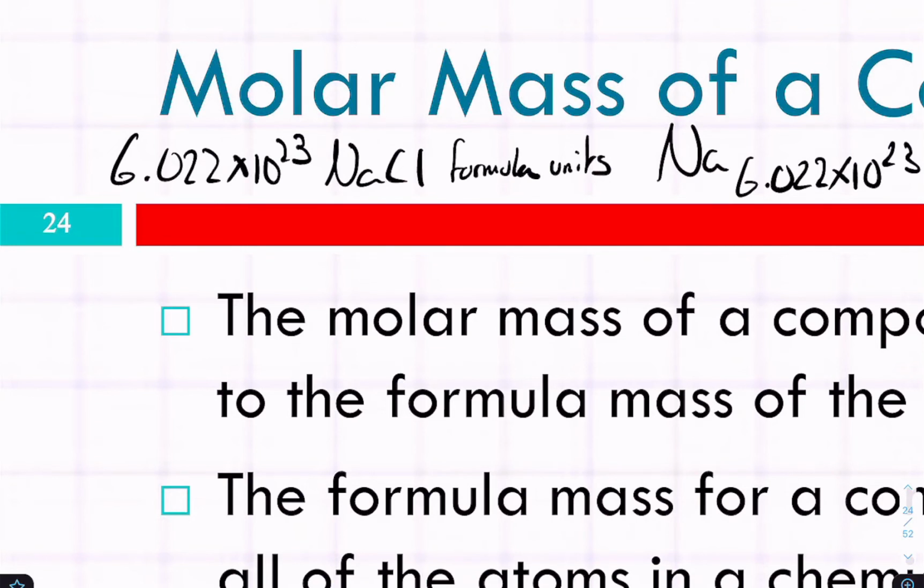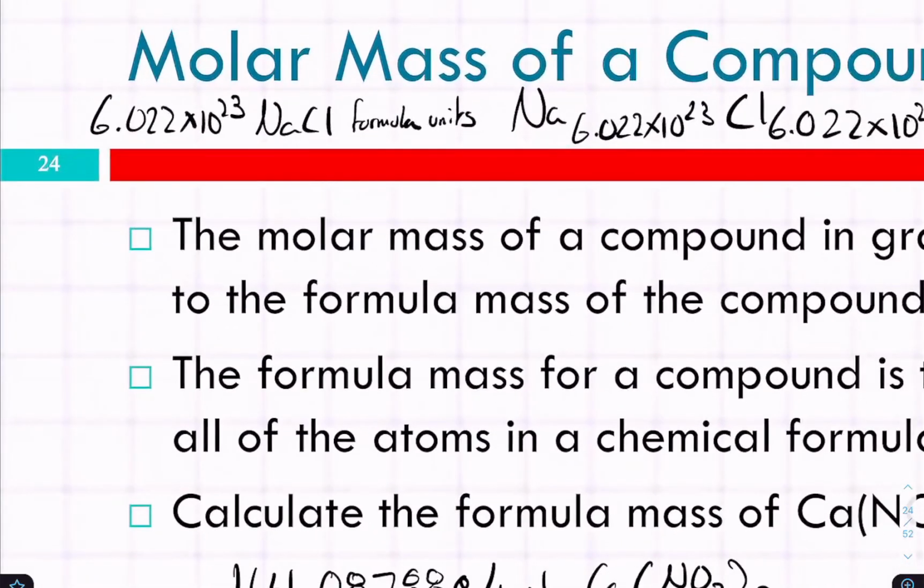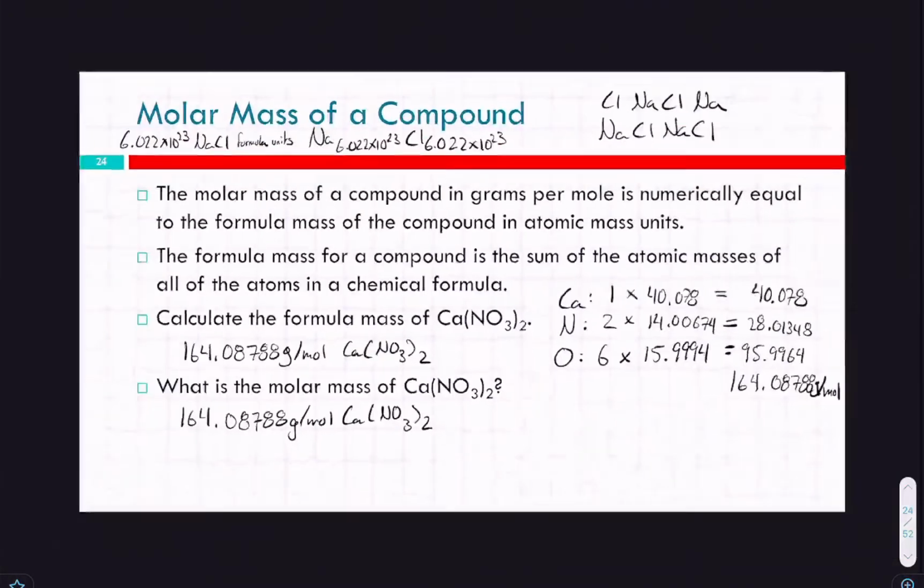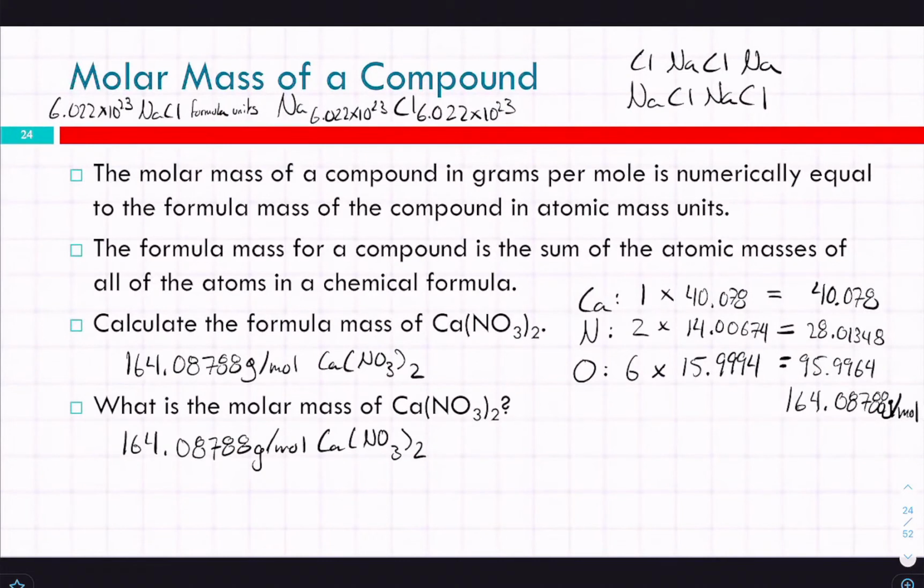Will the molar masses and the formula masses always be the same, or will they be intermediate? No, they'll always be the same. The formula mass is in atomic mass units. The molar mass is in grams per mole. And since those are numerically the same, they end up being the same number all the time.